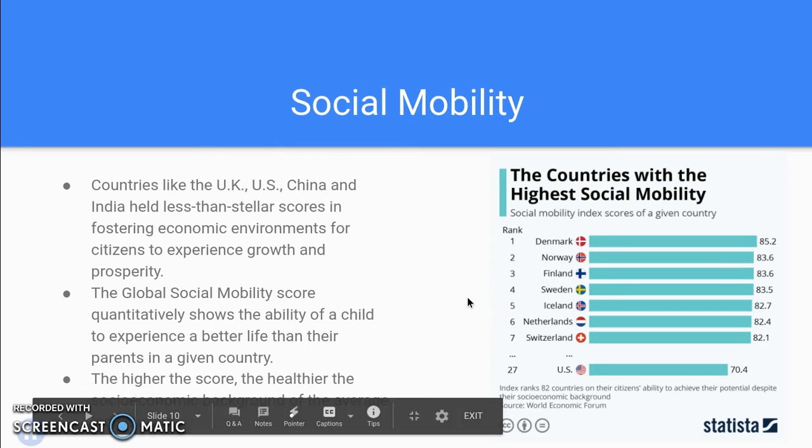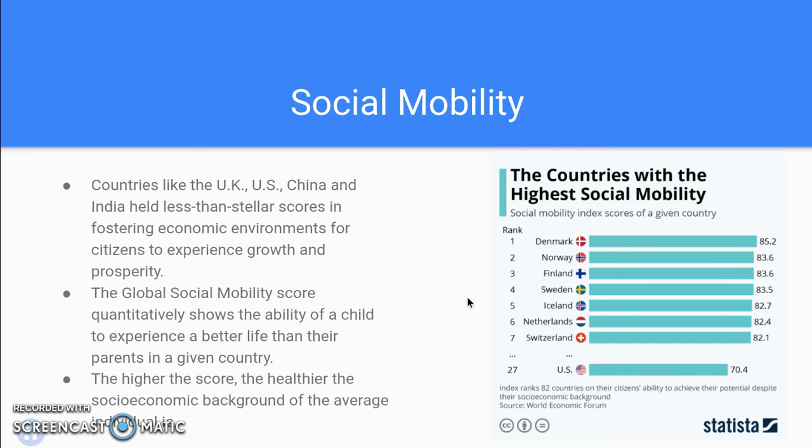Social mobility, this is just a little thing. In different countries, the US is about 27th on the scale. The scale is from 1 to, I believe, 82. So we're 27th on the scale, which is not good. Sorry about that. So as you can see, these are the eastern side of the hemisphere.